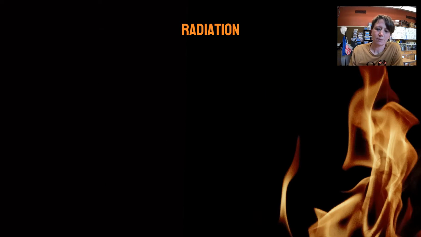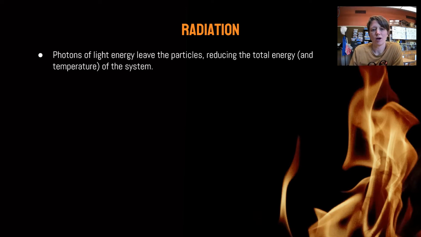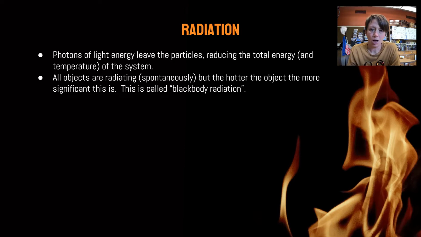So radiation is a process I'm going to define today, but we're actually going to talk about it a lot more in the spring when we get to modern physics. Radiation is the process by which photons of light, so little pieces of light energy, leave the particles in a system, and that's going to reduce the total energy in the system. So light is energy, so if we let energy get out of a system, we're going to have less total energy in the system, and that means the temperature goes down as well. Interestingly, all objects are spontaneously radiating. That means light is shining off of every object in the universe. This is known as black body radiation.